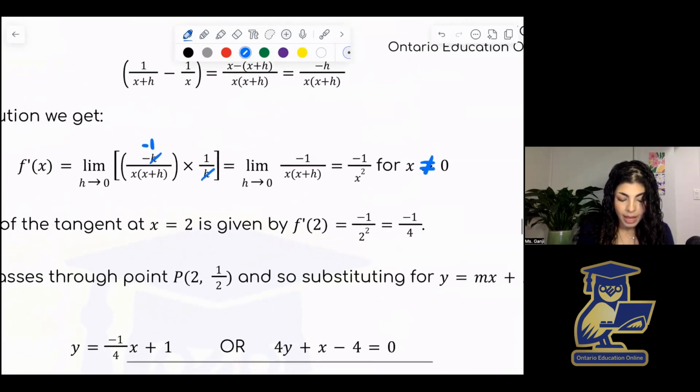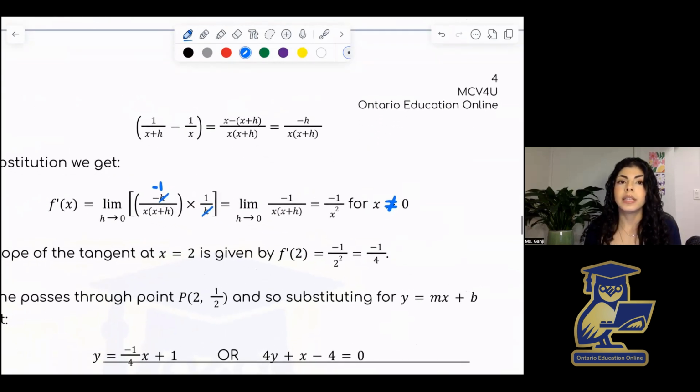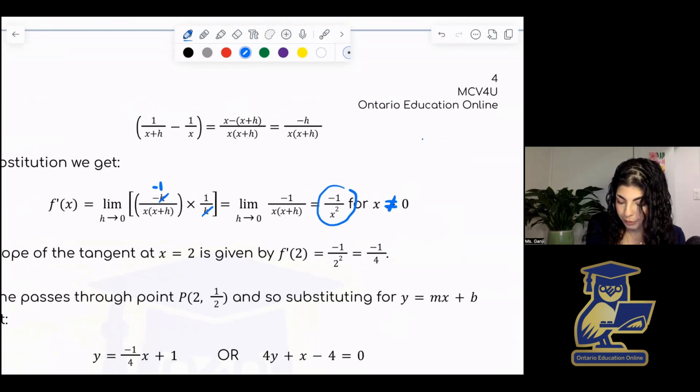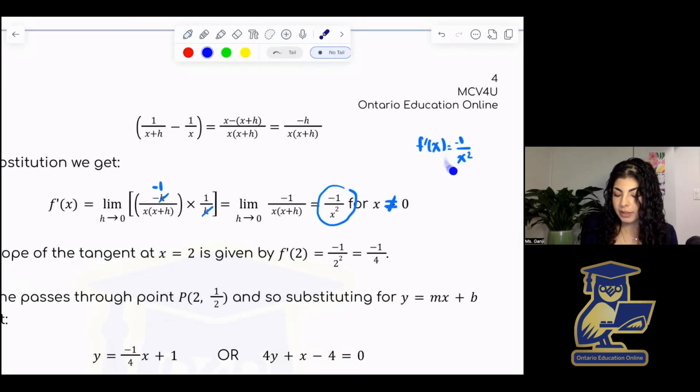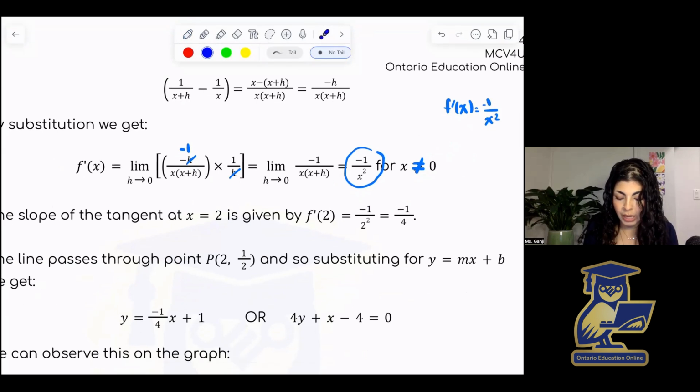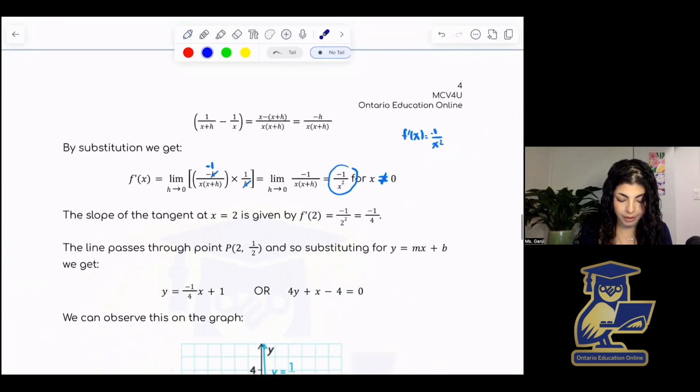Now, you were asked to find the slope at a given point, x is 2. But now having this equation, let me just rewrite it here. I can ask you the slope of the tangent at any x value other than x is 0, and you will be able to use this equation to give me that slope. So now let's try it for x is equal to 2. So f prime at 2 is going to give me negative 1 over 2 squared, which is negative 1 over 4, or negative a quarter.